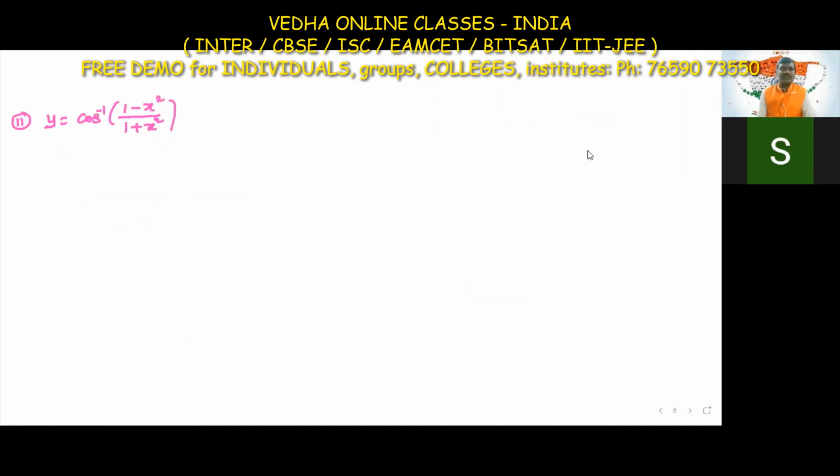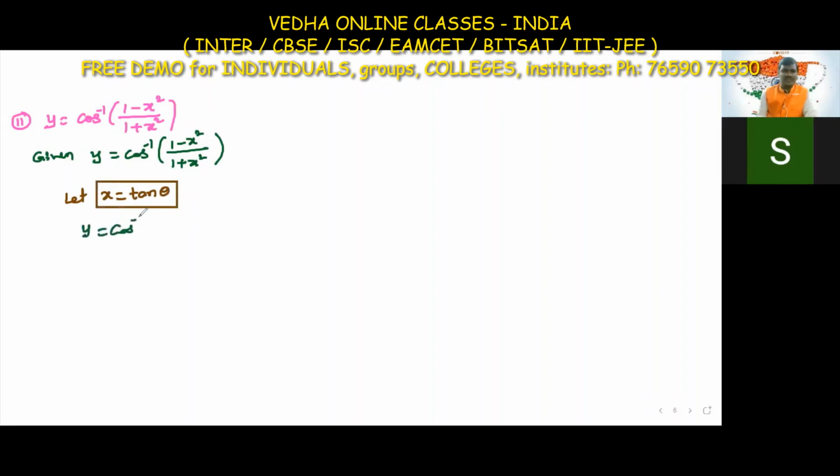What is given here? The given function is y equals cos inverse of (1 minus x square) divided by (1 plus x square). In this case also, I am taking x equals tan theta, like the previous one. So now simplify the same way.